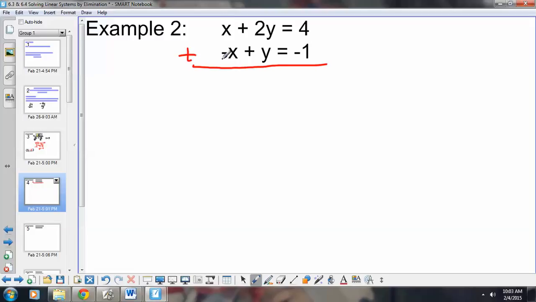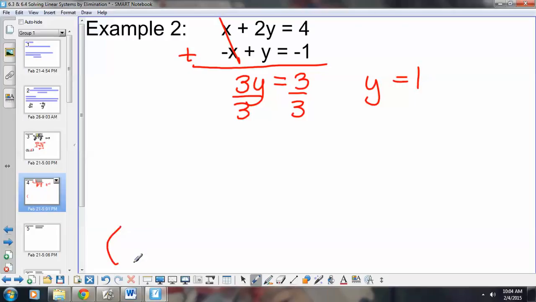If I add x plus a negative x, that's going to cancel or zero out. 2y plus y is 3y, and 4 plus a negative 1 is 3. Divide both sides by 3, y is equal to 1. So I know that I have a y coordinate of 1.